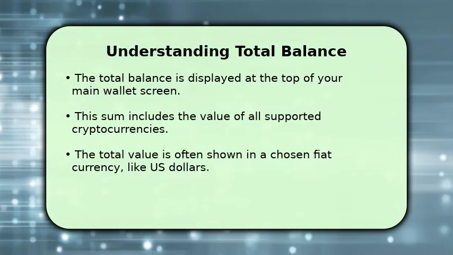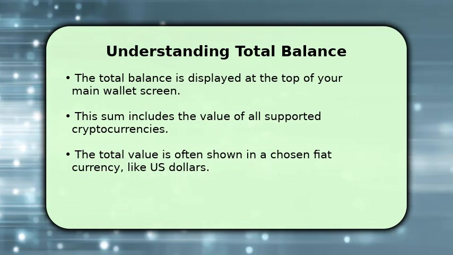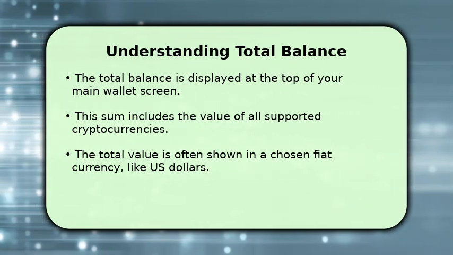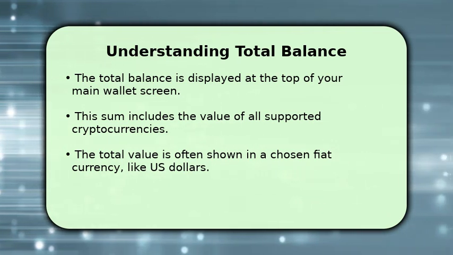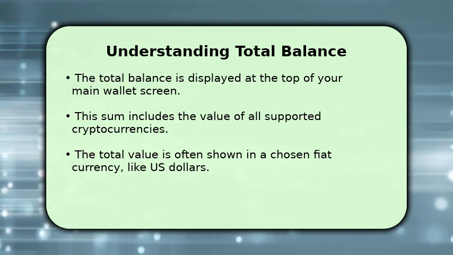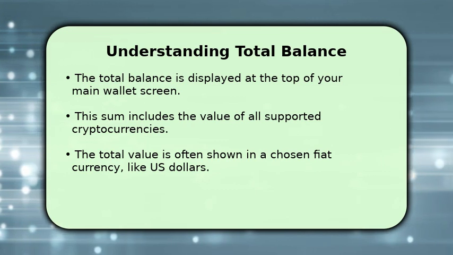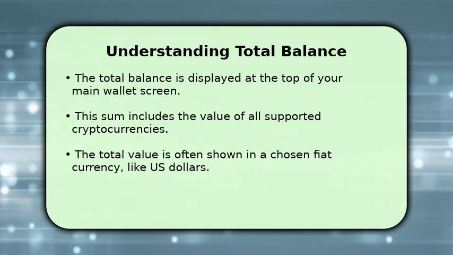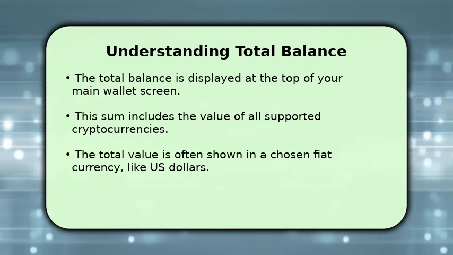Your total balance is prominently displayed at the very top of your main wallet screen. This figure represents the combined value of all the cryptocurrencies you hold within that specific wallet. It's typically presented in a fiat currency you've selected, such as US dollars or euros, providing a convenient, unified overview of your entire portfolio's worth. This makes it easy to grasp your overall financial standing at a glance.